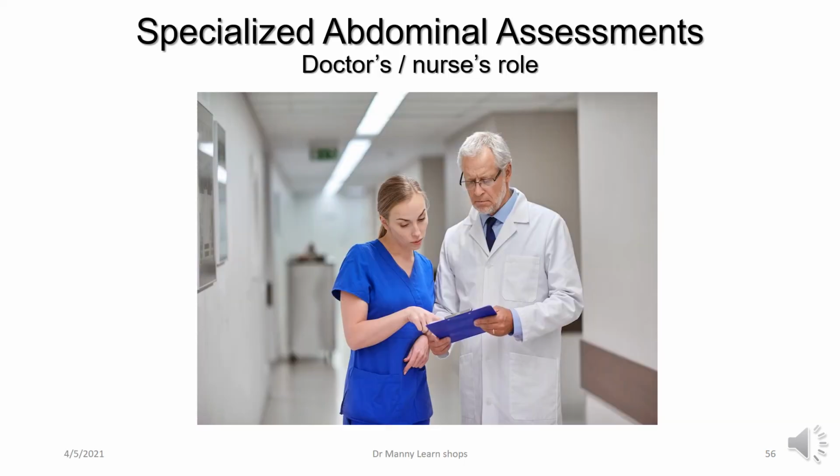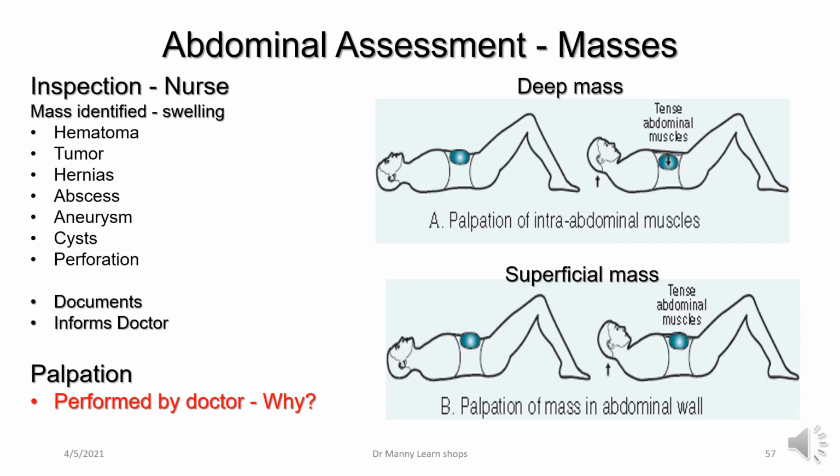Other specialised forms of abdominal assessment, it's important to determine your role and the doctor's role. Abdominal assessment for masses really is a doctor's role, because if you do abdominal assessment, palpation and percussion, that could cause trauma. So your role is to inspect, and you'll identify distension or swelling. This could be hematoma, tumour, hernias, abscesses, an aneurysm, cysts, perforation. Your role is to document and inform the doctor. If you start palpating where there's an abdominal aneurysm, it could rupture. And if it ruptures, the patient could die.